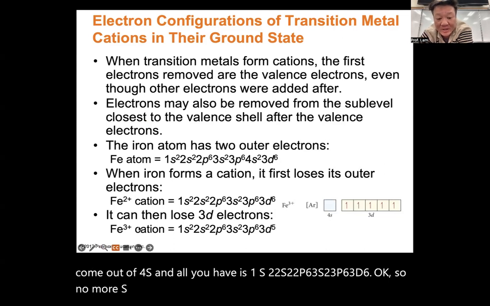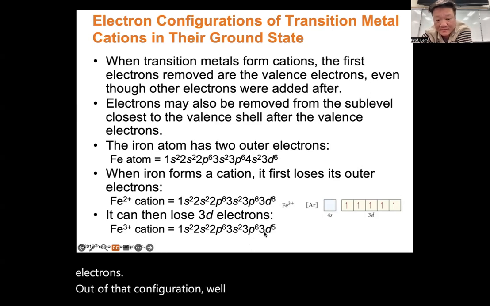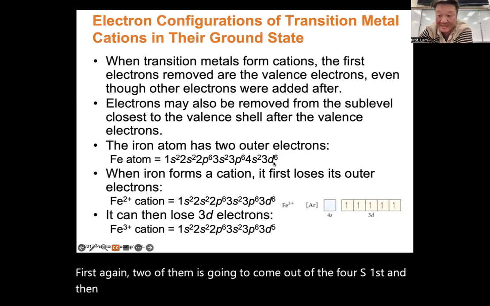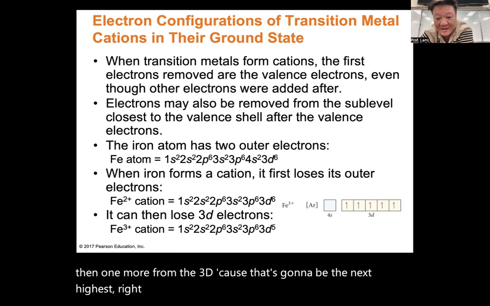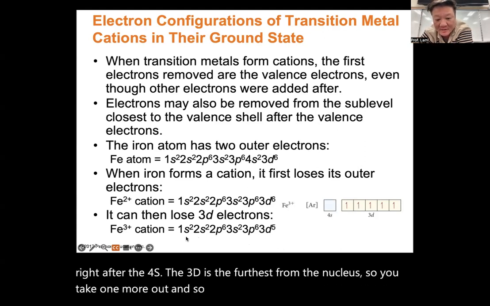If it's an iron 3+, then you're going to take 3 electrons out of that configuration. Well, where's it going to come out first? Again, 2 of them are going to come out of the 4s first, and then 1 more from the 3d, because that's going to be the next highest. After the 4s, the 3d is the furthest from the nucleus. So you take 1 more out, and so what you get is 1s2, 2s2, 2p6, 3s2, 3p6, 3d5.